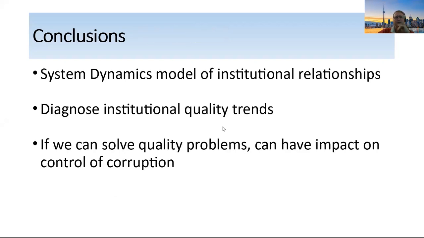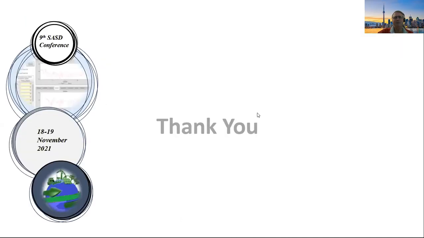And concluding remarks, we developed a system dynamics model of the institutional relationships in a country, and we collected data to diagnose quality trends in these institutions. And then we found that these institutional relationships had an impact on control of corruption. And if we could solve some of the quality problems in these institutions, we can have a positive impact towards controlling corruption. Thank you very much.